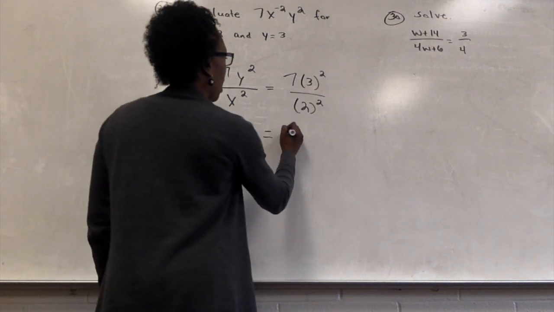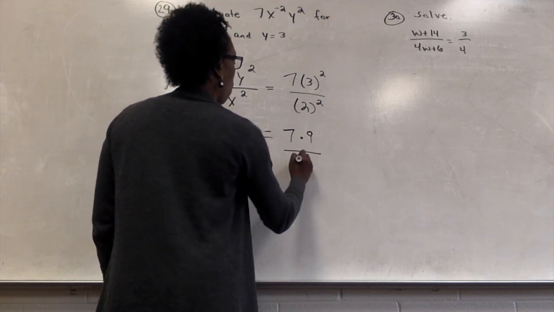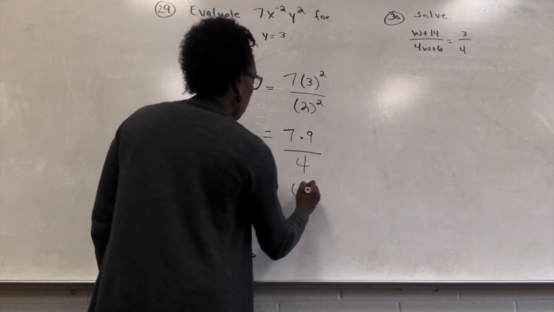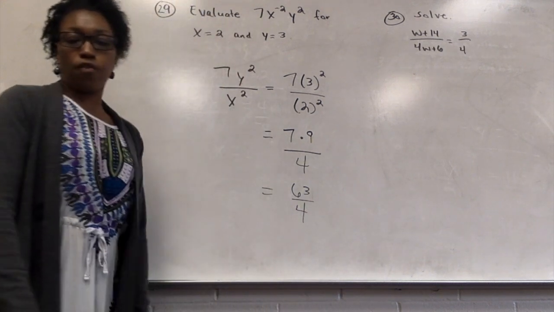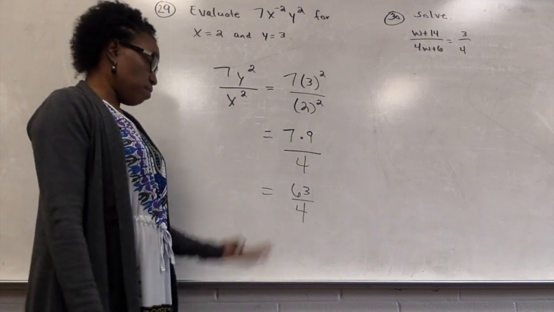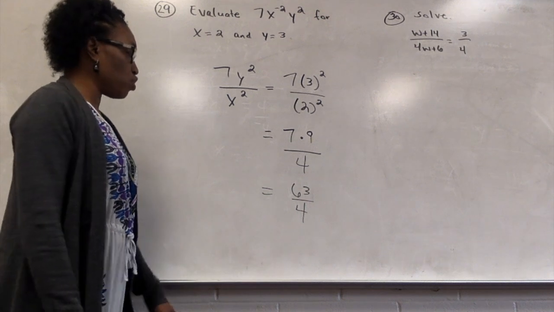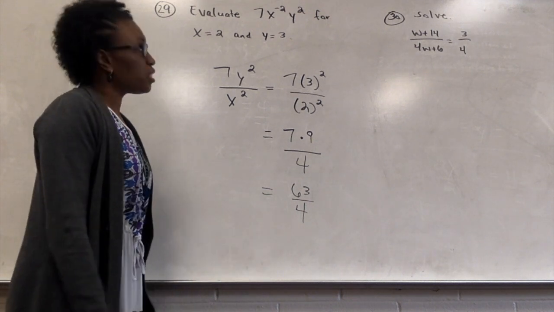3 squared is 9. So I have 7 times 9 over 4. 7 times 9 is 63. 63 over 4 would be your final answer. In this case, if they want you to write it as a mixed number, of course you can. It is simplified. It can't be reduced to lowest terms, so you're now finished with this problem. Let's look at the next problem.